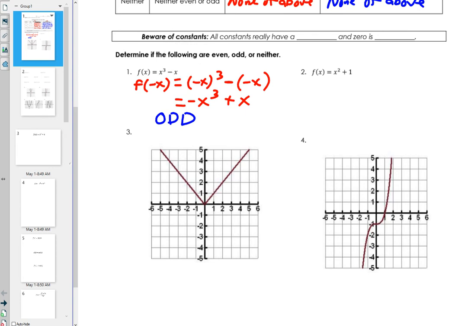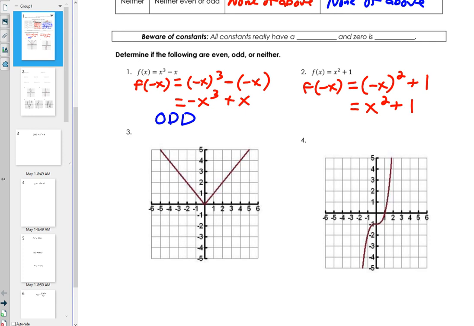Okay, let's look at the next one. Let's evaluate f at negative x. There's only one x here, so I'll change that to a negative x. Make sure you're using parentheses and then put a plus 1. But we have to simplify. What is negative x squared? If you take a negative base to an even power, what happens? It does become positive. I am now done simplifying. There is nothing else that can be done there.